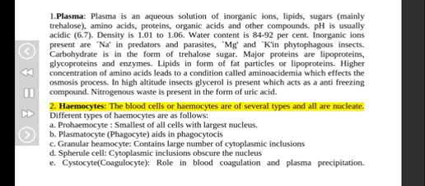2. Hemocytes. The blood cells or hemocytes are of several types and all are nucleate. Different types of hemocytes are as follows. A. Prohemocyte, smallest of all cells with the largest nucleus. B. Plasmatocyte, a phagocyte, aids in phagocytosis. C. Granular hemocyte, contains a large number of cytoplasmic inclusions. D. Spherule cell, cytoplasmic inclusions obscure the nucleus. E. Cystocyte, a coagulocyte, has a role in blood coagulation and plasma precipitation.